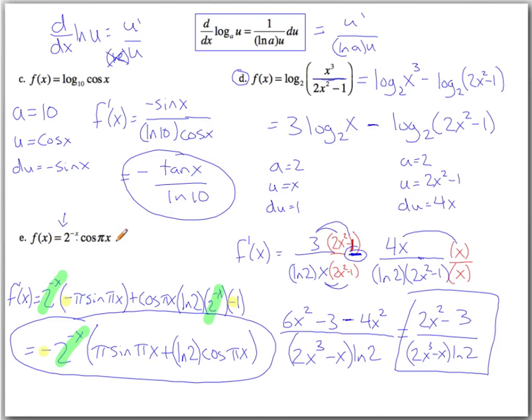Okay, so always be aware that the product rule and quotient rule are still in effect here. And that's how to differentiate with bases other than e.